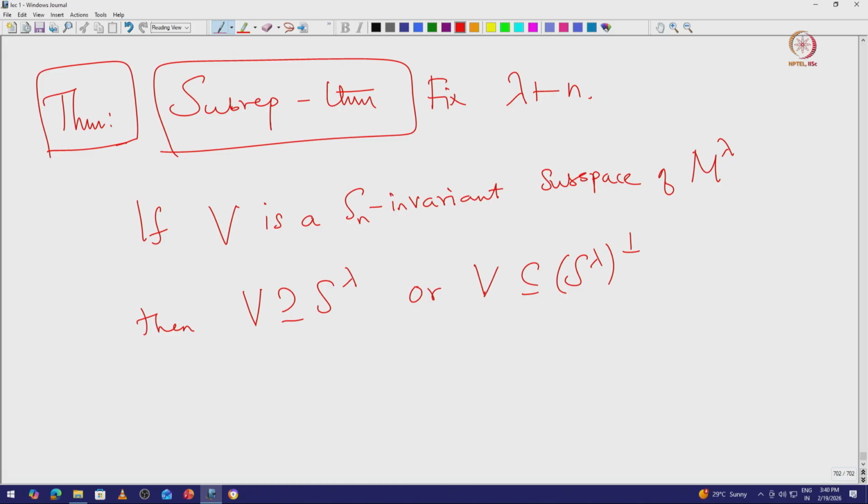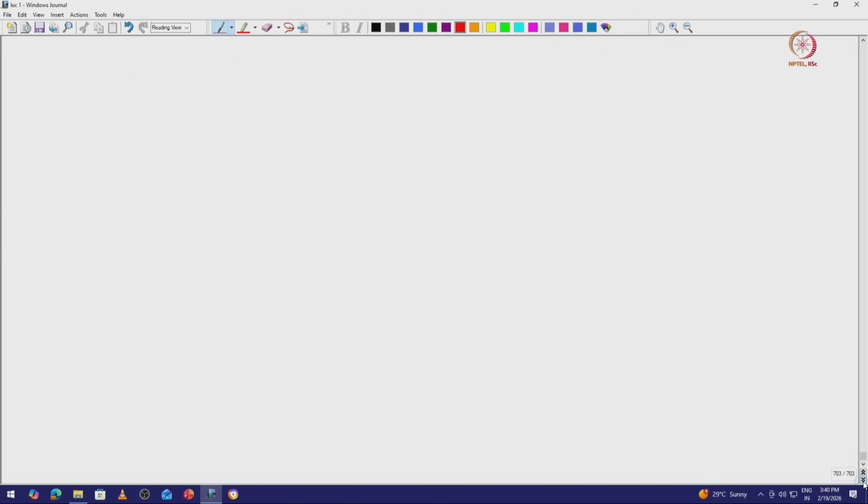Sorry, if S lambda is not contained in V, then we can conclude that V is fully contained in the orthogonal complement of S lambda. Okay, so let us try to prove this. This is a very important result. Once we have this, it is immediate that, as a corollary, we can see that the S lambdas are irreducible. So, let us conclude the corollary first. As a corollary we can see that S lambda is an irreducible Sn representation.